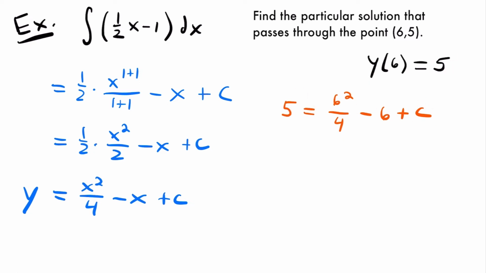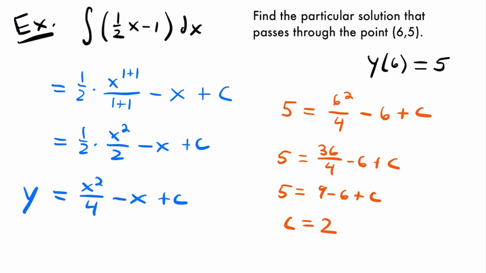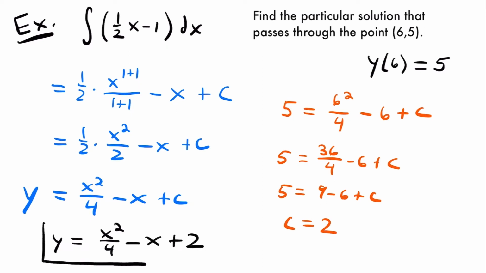And so now if we solve for c in this case, we'll have 5 is equal to 36 divided by 4 minus 6 plus c. And we know that 36 divided by 4 is equal to 9. And so we'll have that 5 is equal to 9 minus 6 plus c. And so 9 minus 6 is 3. And so then if we subtract 3 from both sides, we'll have that c is equal to 2. And so if we plug this value of c into our general solution, we'll find our particular solution that y is equal to x squared divided by 4 minus x plus 2. This will be our particular solution, or our final answer to this problem.